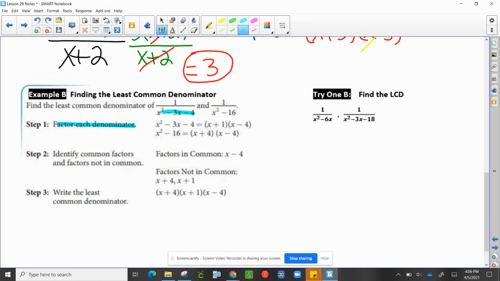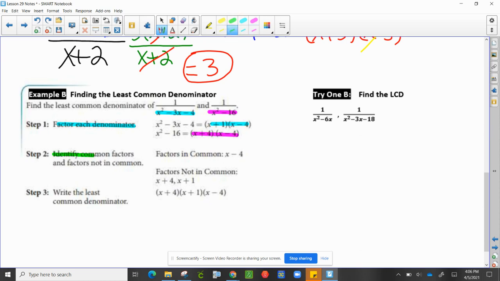So you would factor this trinomial by making the x. See how they have it factored right here? And then we would factor our other denominator, that difference of squares, x plus 4, x minus 4. So that's step 1, factor each denominator. Now, if you can't factor it, then you would skip that step, but most of the time you'll have something to factor. Okay, then we have step 2.